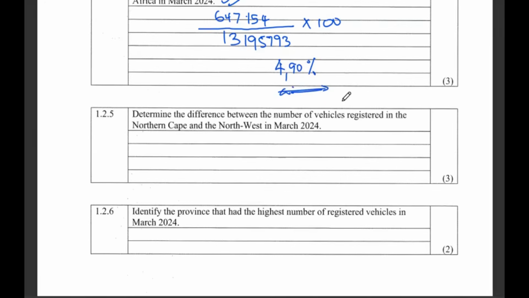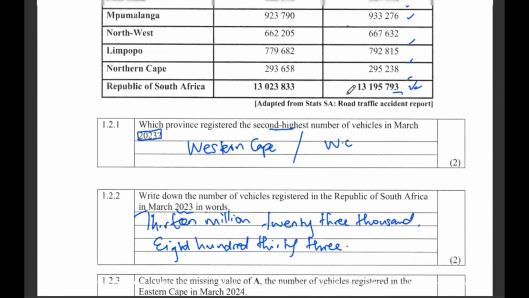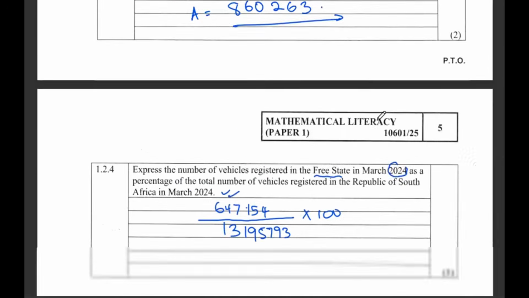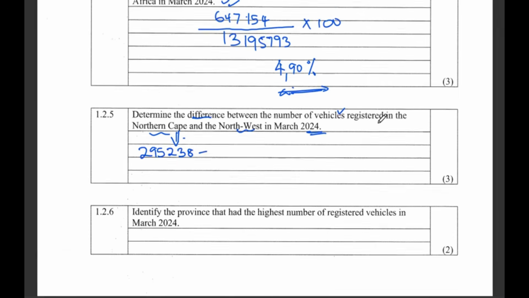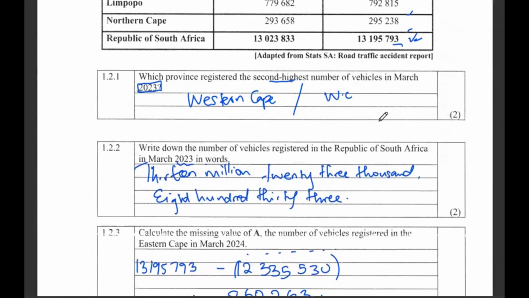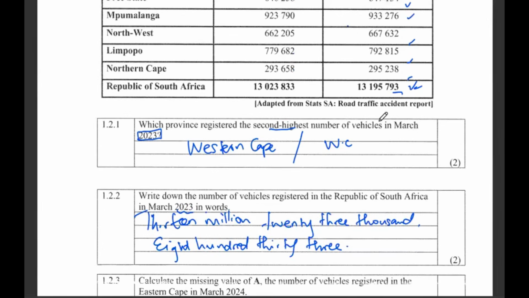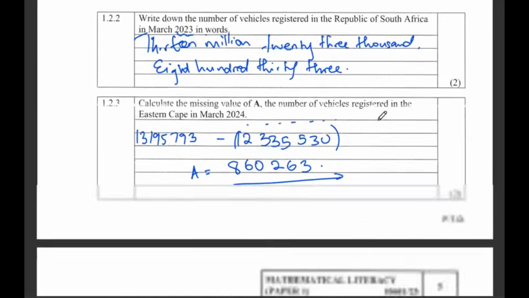Okay, then 1.2.5, determine the difference between the number of vehicles registered in the Northern Cape and Northwest in 2024. So how many vehicles do we have in the Northern Cape for 2024? So we have 295,238. Difference means subtraction, okay? Northwest, what are we having for Northwest? It is 667,632.